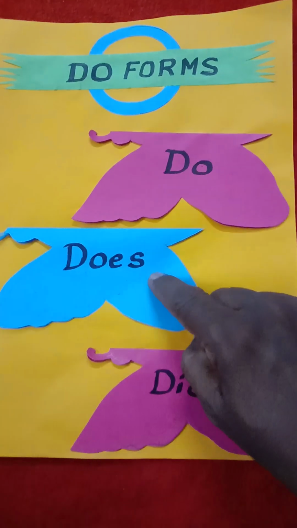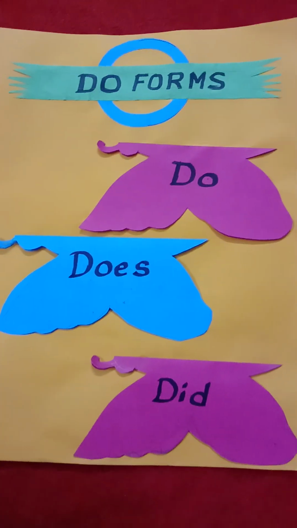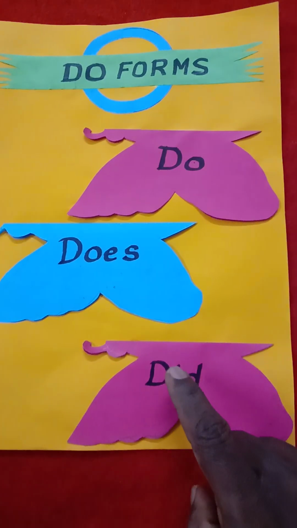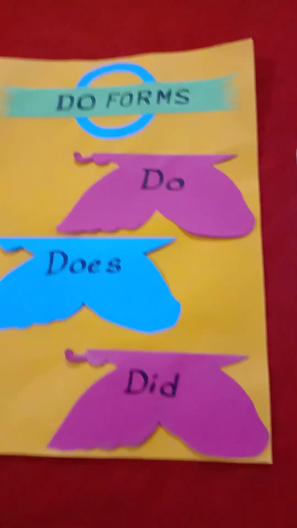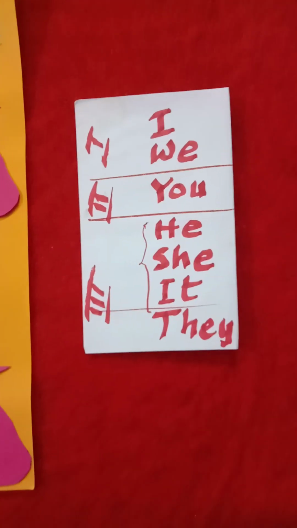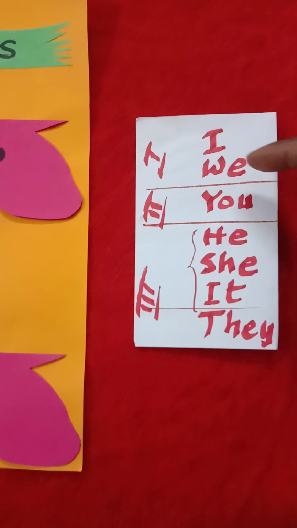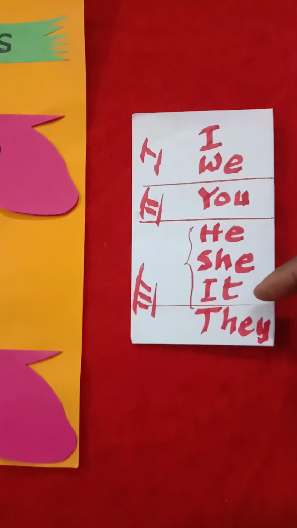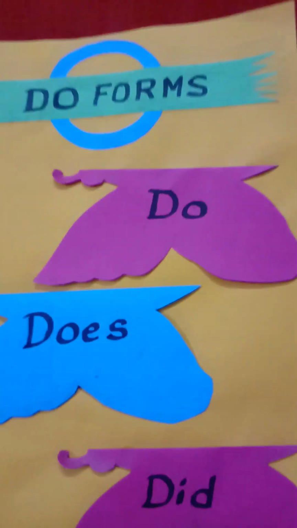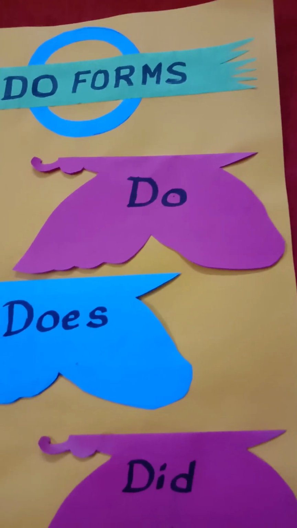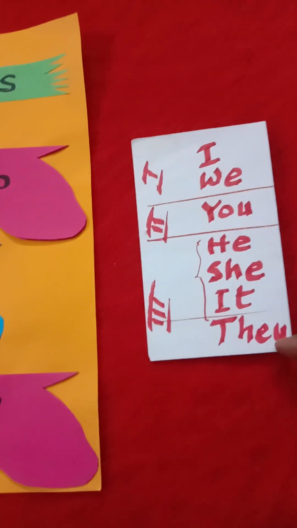Do and does are used in simple present tense. Did is used in simple past. There are some personal pronouns: first person I, we; second person you; he, she, it, and they, third person. So do is used for I, we, you, and they.